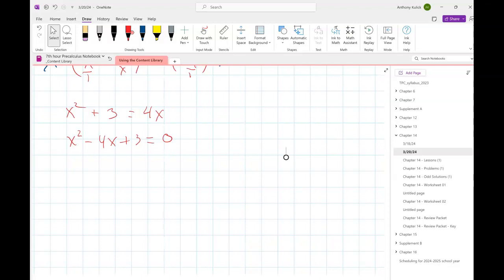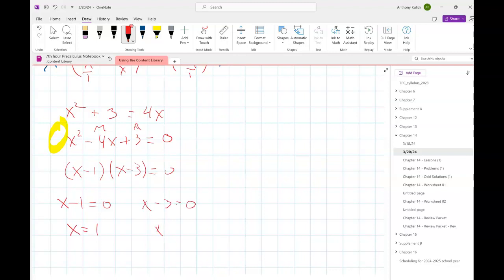Given the choice, if the leading coefficient of my quadratic is 1, I'm going to try factoring because it's quick, it's easy. So I'm looking for 2 things that add to give me -4 and multiply to give me 3. 1 and 3. Close. They have to add to give you -4, not +4. -1 and -3. So x minus 1 times x minus 3. I can then set each of those factors equal to 0 and solve. My answers are 1 and 3.